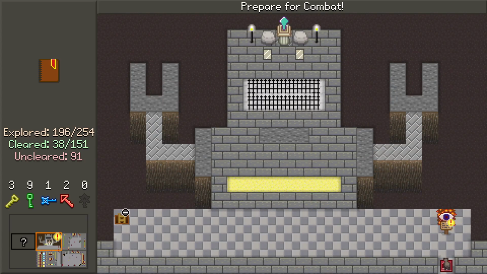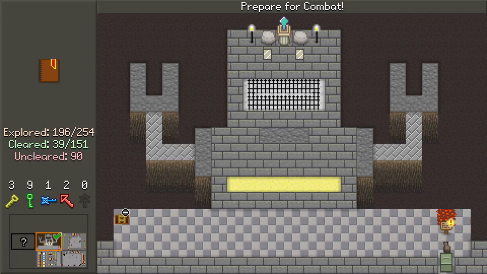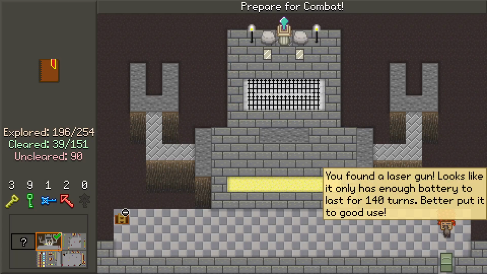Next room is called Prepare for Combat. Okay. Whoa. And I get locked in. Okay. And down here is going to be a room I've never seen before. Big robot. Laser gun! What on earth?